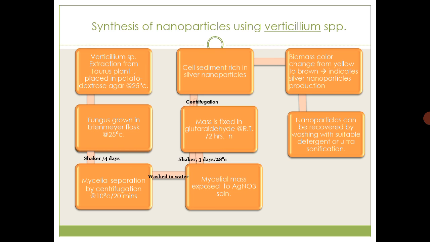I hope you understood the intracellular process of how Verticillium produces the silver nanoparticles. This species uses one of the 4 mechanisms which I mentioned in the earlier lecture, which was the electrostatic interaction. So the Verticillium species contains certain enzymes which are present in the cell walls of its mycelia.